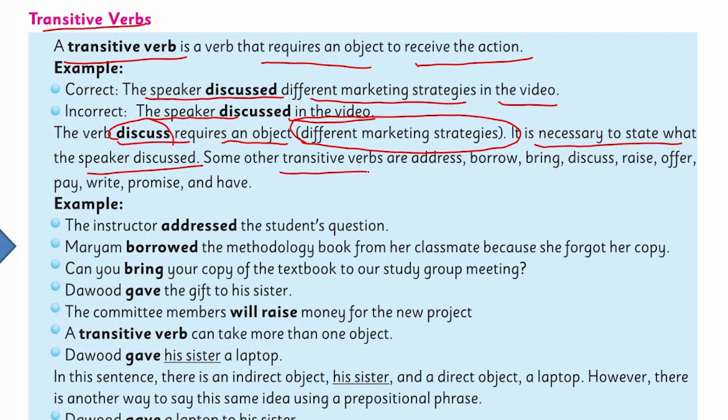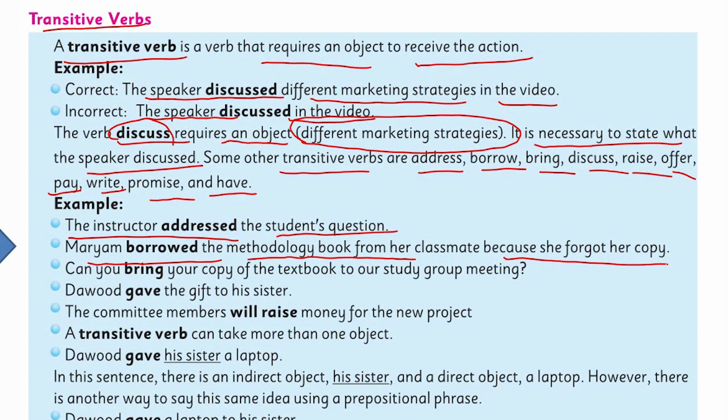Some other transitive verbs are address, borrow, bring, discuss, raise, offer, pay, write, promise and have. The examples are, the instructor addressed the student's question. Mariam borrowed the methodology book from her classmate because she forgot her copy. Methodology book is the object here. Can you bring your copy of the textbook to our study group meeting? Bring here is the verb. And what is the object here? Yes, copy of the textbook.